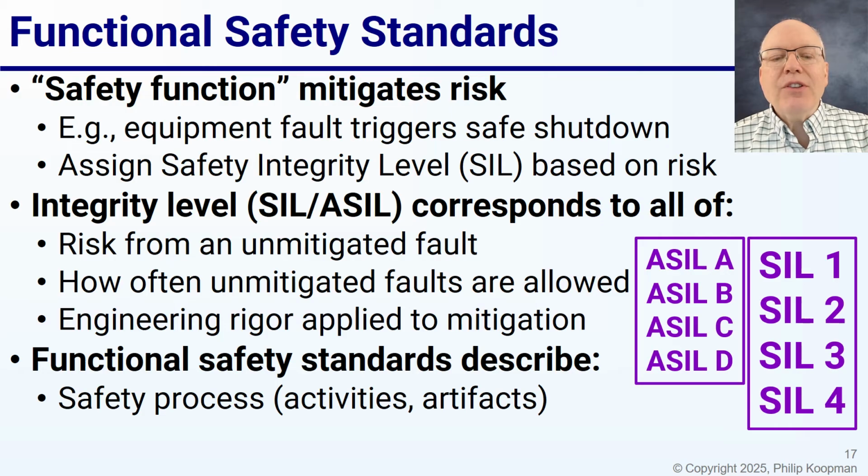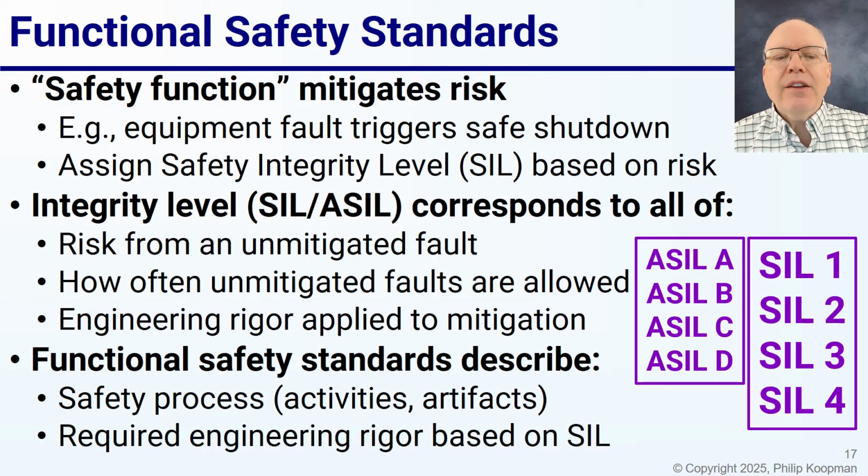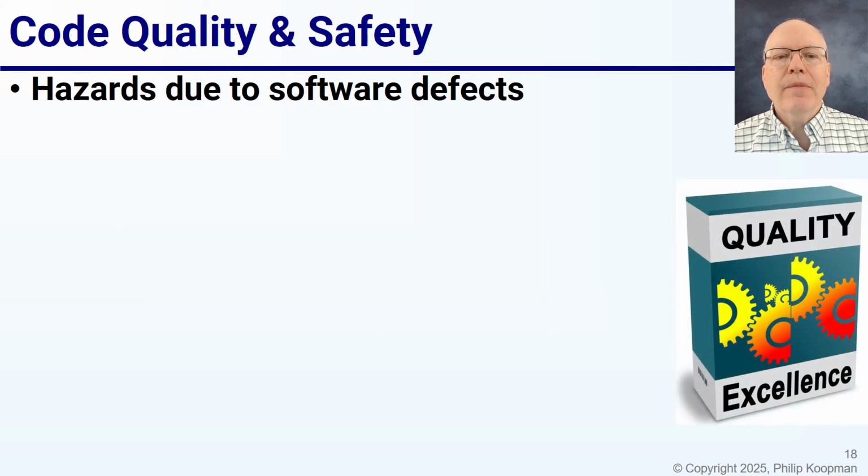Functional safety standards describe a safety process. Here are all the steps. I just outlined a bunch of steps, but they go into a lot more detail and say this is how you do it for each one of those steps, and the required engineering rigor based on the SIL. So they have a thing we'll get to in a minute about tables of different processes. You have to do these activities, and you have to produce artifacts, which is a fancy way of saying work products or pieces of paper. That's it. Safety standards just lay out the process to do the risk analysis and implement the SILs based on your particular domain.